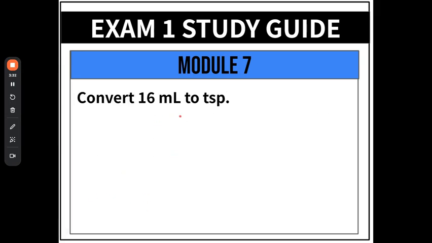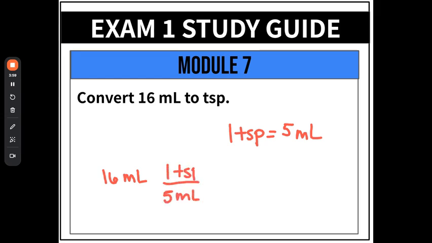Okay. Convert 16 milliliters to teaspoons. So we're going to start with what we know, milliliters. And again, on your conversion chart, there is one that says 1 teaspoon equals 5 milliliters. Okay, milliliters is going to go on the bottom. Milliliters will cancel. And when I type 16 divided by 5 into my calculator, I get 3.2 teaspoons.